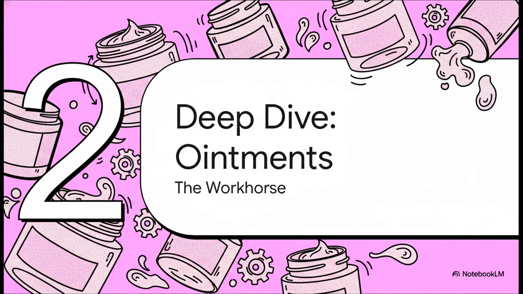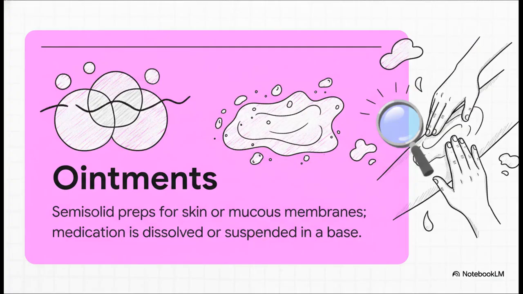First up, let's talk about ointments. You can think of these as the heavy lifters, the real workhorses of the topical world. So simply put, an ointment is just a drug that's been mixed into a base. They're amazing for protecting the skin because they're occlusive. That just means they form this barrier that traps moisture in. They're also fantastic emollients, which is really just a fancy way of saying they soften and soothe the skin.